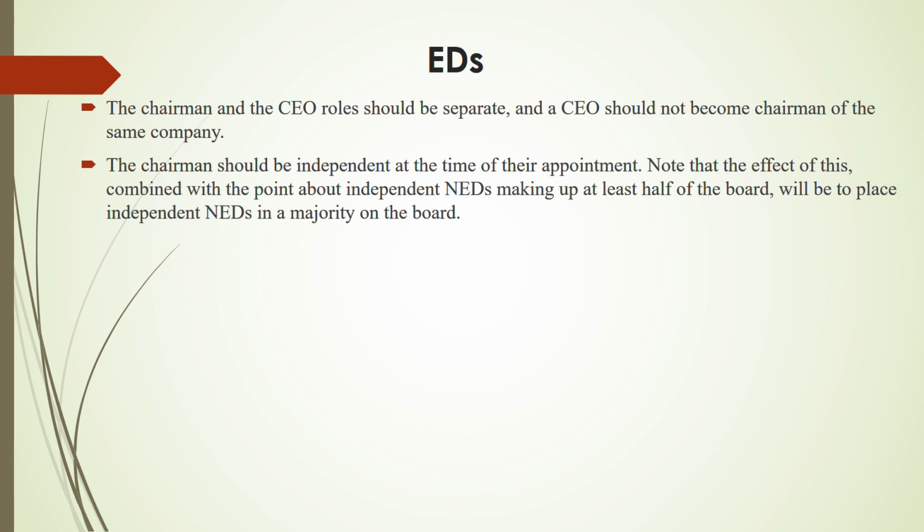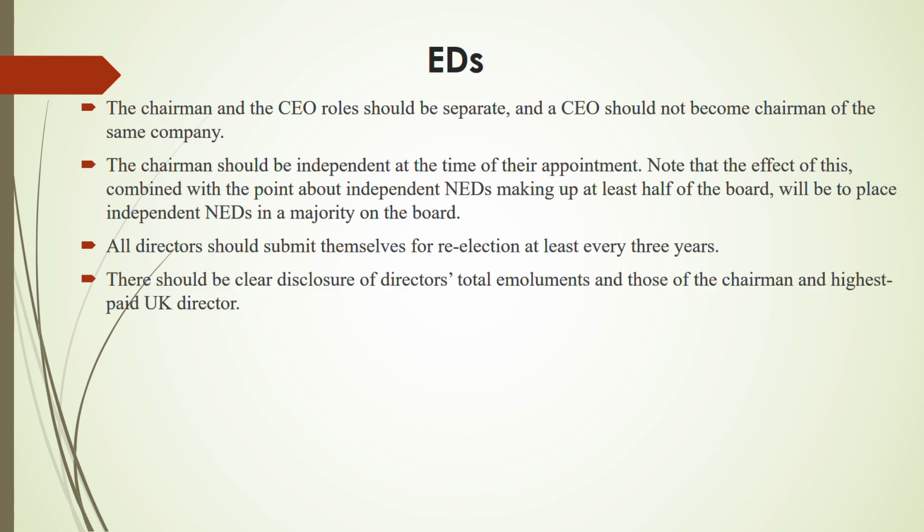Right? Next, all directors should submit themselves for re-election. At least you have to know the time, memorize it. Every 3 years. Every 3 years. There should be a clear disclosure of directors' total emoluments and those of the chairman and the highest paid UK director, highest paid. You have to disclose it.